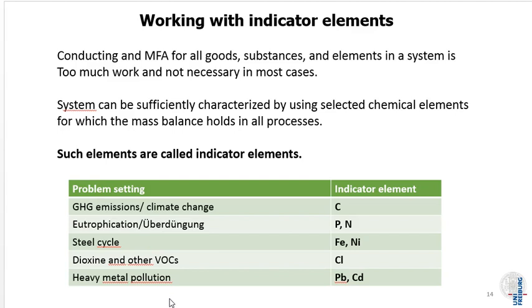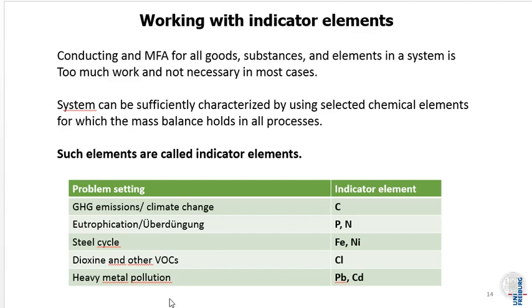In material flow analysis, we have the challenge of finding the right unit for the mass balance. If there are no nuclear reactions involved, the mass balance holds for the total mass and also for each chemical element. So what we can do is, instead of quantifying the total mass, we only quantify the mass for a specific chemical element. This is often easier to do.